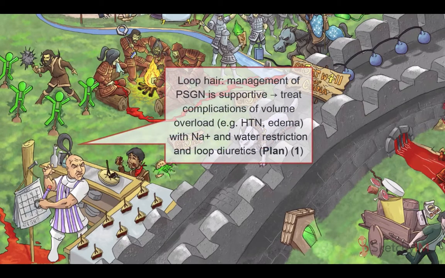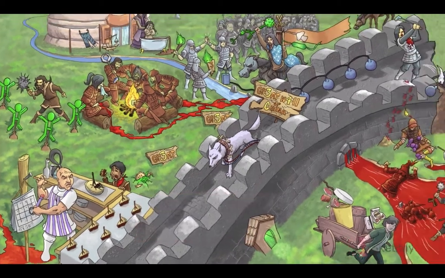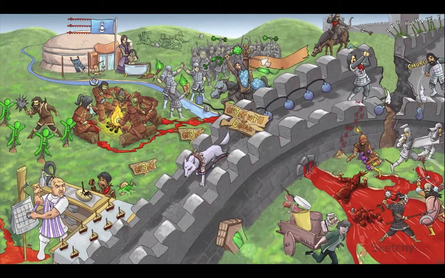Management of post-strep glomerulonephritis is predominantly supportive and focused on treating the complications of the disease, particularly those due to volume overload. These include hypertension and, less commonly, pulmonary edema. General measures include sodium and water restriction and loop diuretics. Also, if the strep infection is still present, penicillin is given, symbolized by our recurring purple penicillin pencil. Most patients, especially children with post-strep glomerulonephritis, have an excellent prognosis, though some patients will develop hypertension, recurrent proteinuria, and renal insufficiency many years after the initial illness.